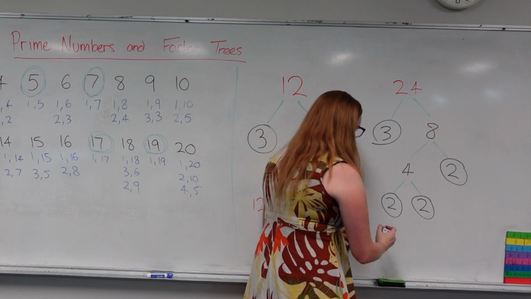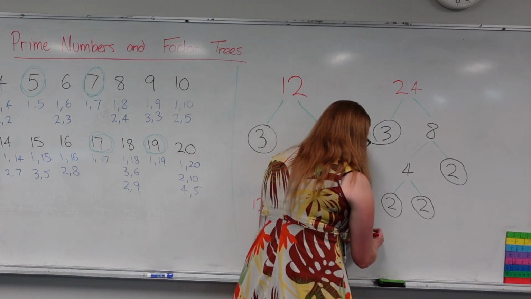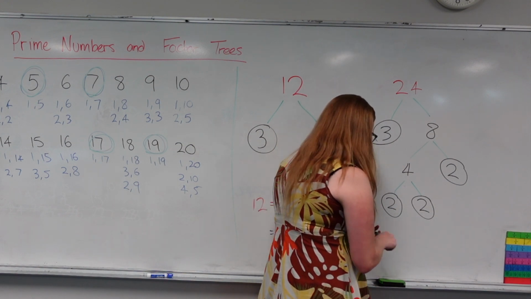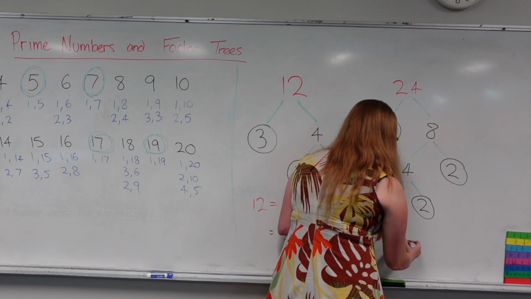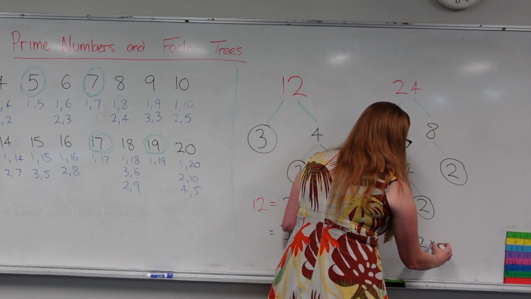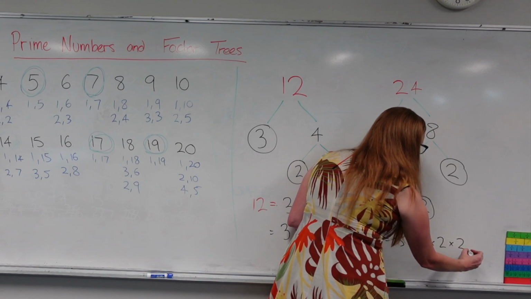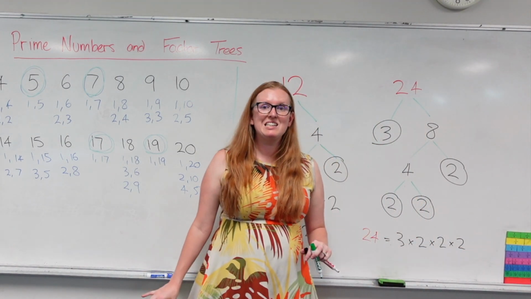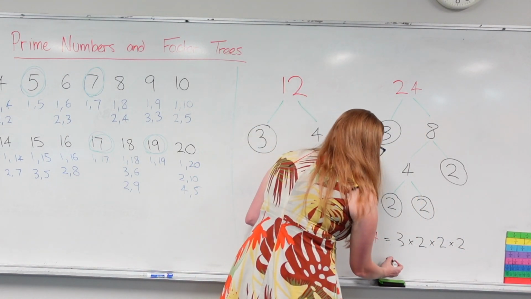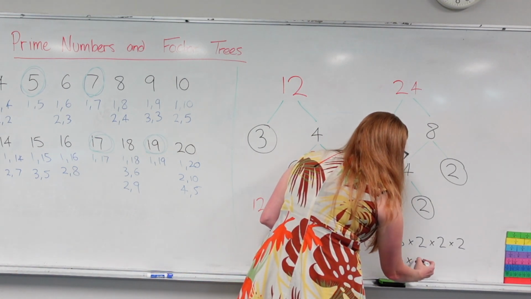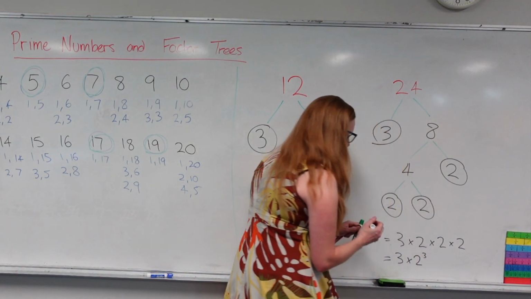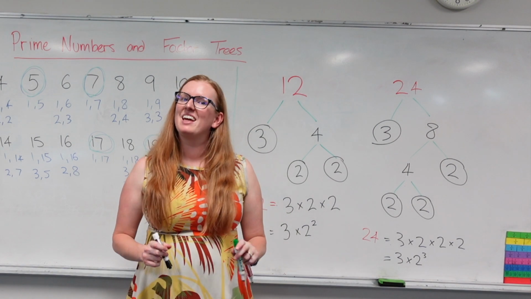All right, so the number 24 is made up of 3 times 2 times 2 times 2. Or if I wanted to write that in index form, that would be 3 times 2 to the power of 3. Awesome. And there we go.